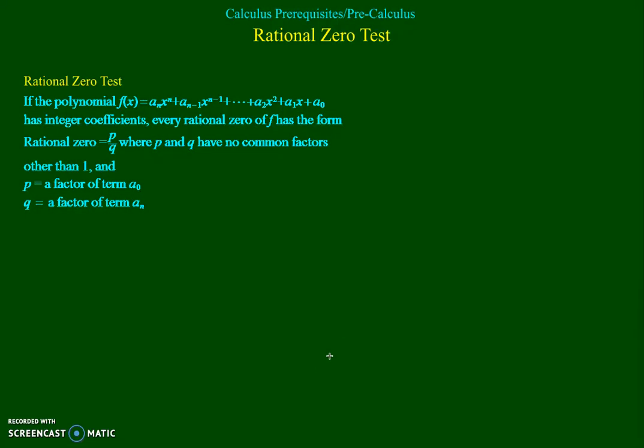This is part 4 of the series Calculus Prerequisites. In this part, we're going to start out with the rational zero test.